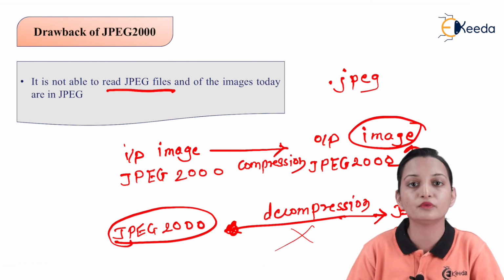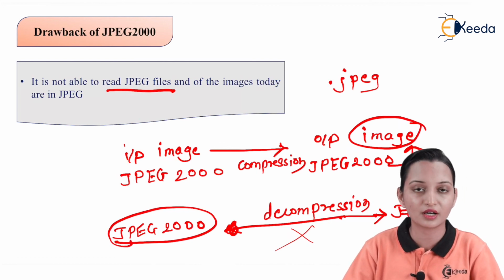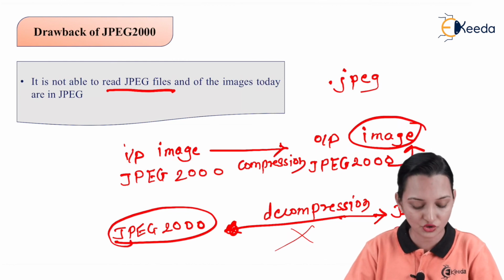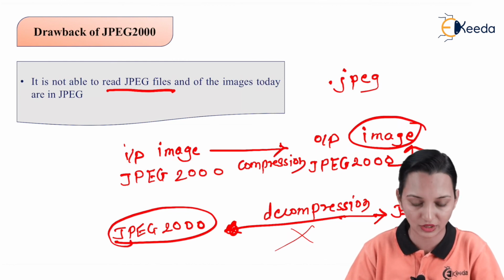So in this video, we tried to understand the basic block construction, advantages, applications and drawbacks of JPEG 2000.